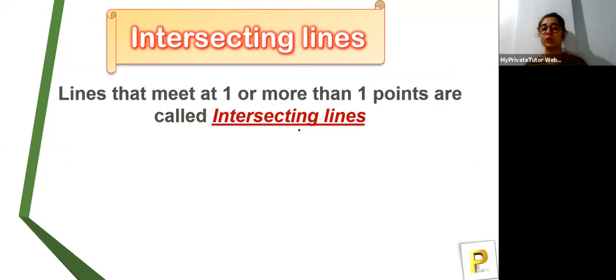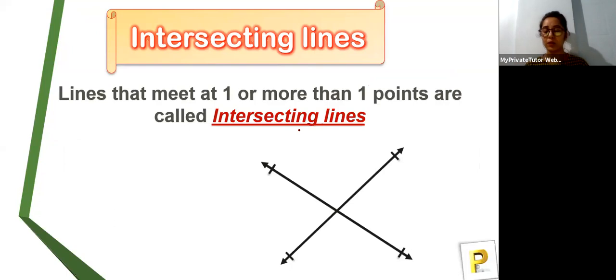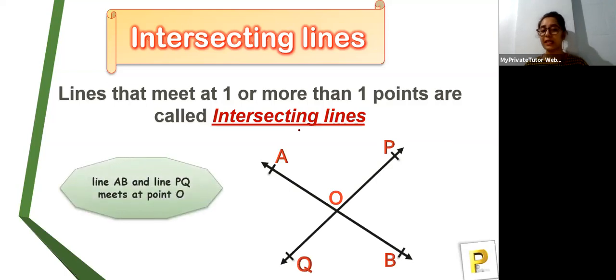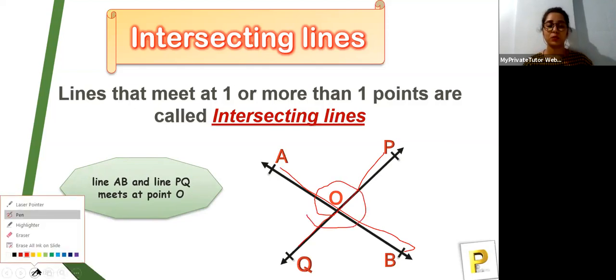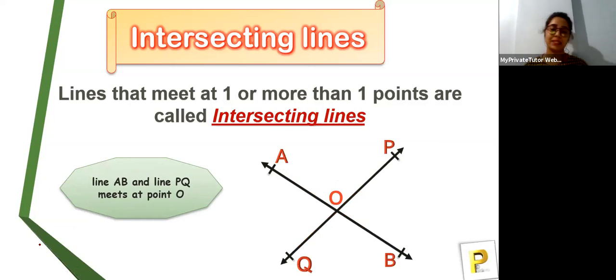Lines that meet at one or more than one points are called intersecting lines. Let's take a line, another line, so two lines now. Let's name them AB and PQ. You have a point O at the center, the point where both of these lines are meeting, or intersecting. You can see that line AB and line PQ meet at point O, and such lines are called intersecting lines.